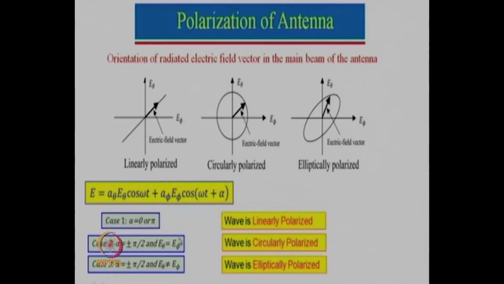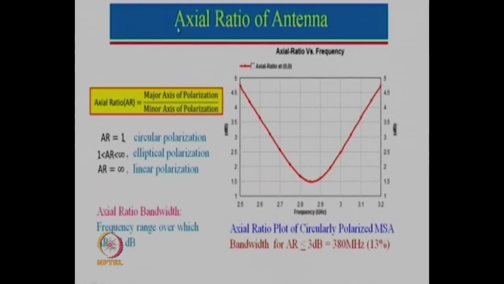If this case is not met, then it can be linear or elliptical. In linear, if alpha is 0 or pi, it will be linearly polarized, and for all other cases it will be elliptically polarized. Now, as I mentioned, elliptical polarization is a general case. So, let us see how we define axial ratio of an antenna.